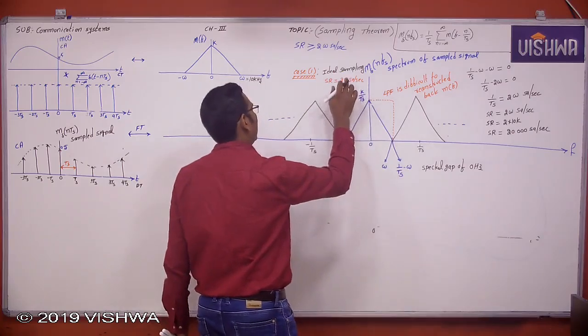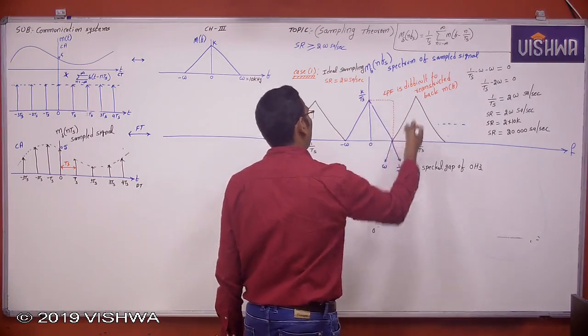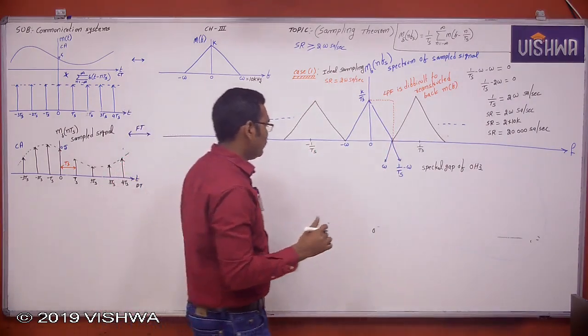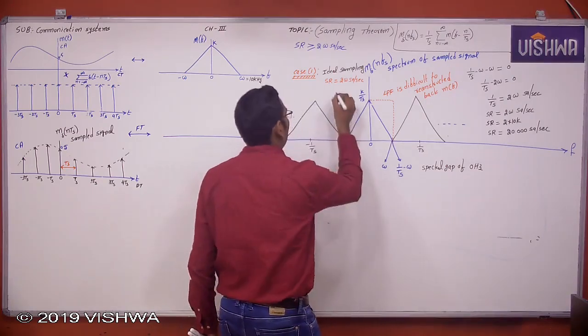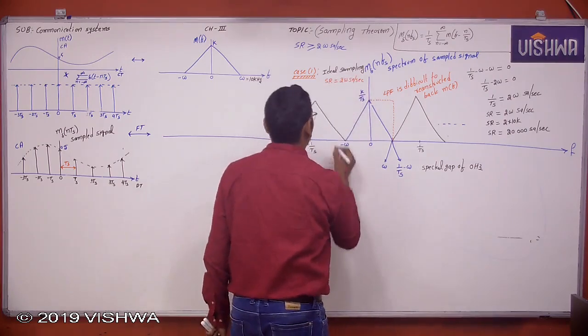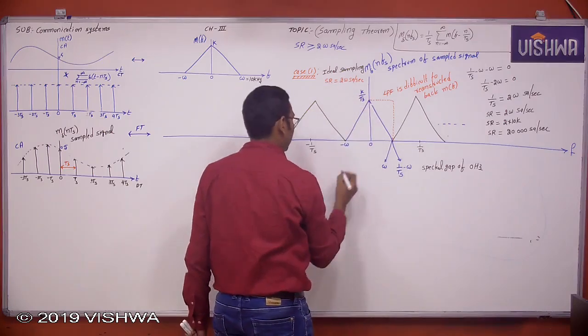When the sampling rate is exactly equal to 2 omega samples per second, it is somewhat difficult, and the filter must be very close to the ideal filter. Now this is the ideal sampling. This is the minimum sampling rate. Greater than 2 omega is good, but this is the minimum sampling rate.